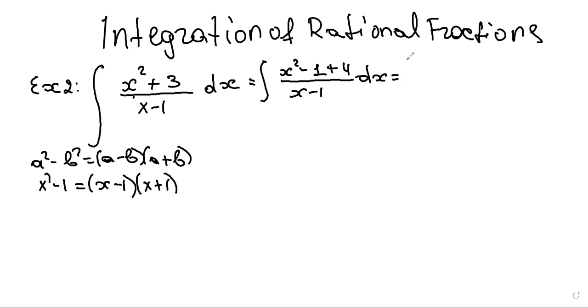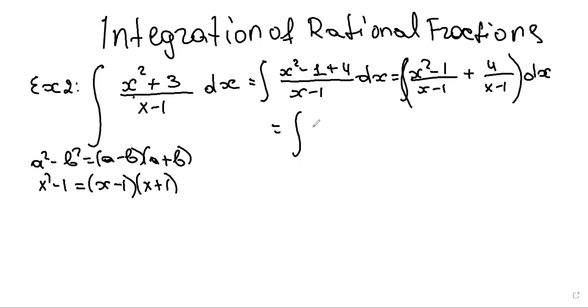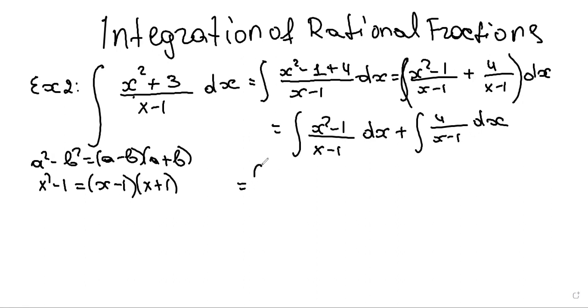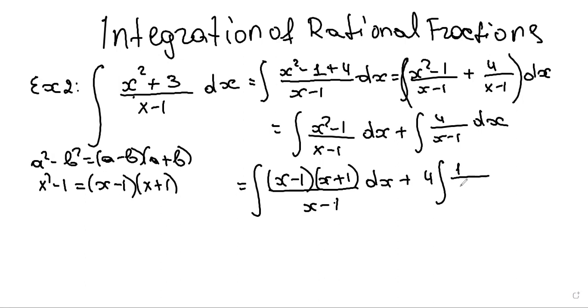Then we can write it as separate fractions: (x squared minus 1) divided by (x minus 1), plus 4 divided by (x minus 1), dx. That is the integral of (x minus 1)(x plus 1) divided by (x minus 1) dx, plus, we can take 4 out of the integral, 1 over (x minus 1) dx. So we can eliminate this x minus 1 here, and we will get x plus 1.